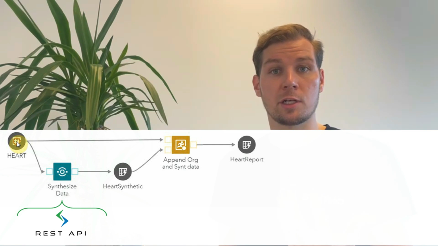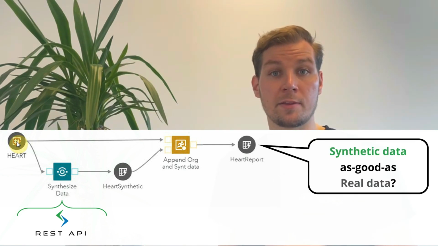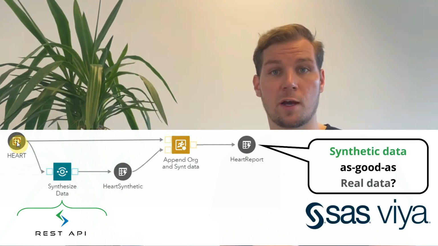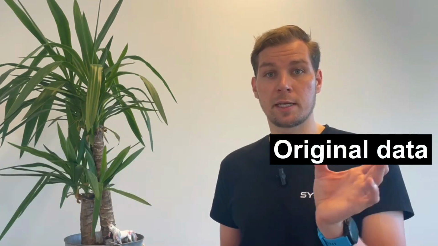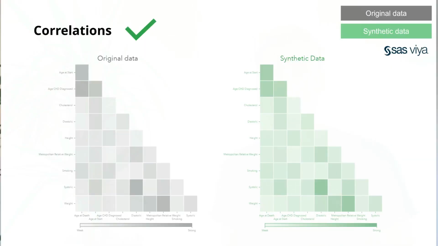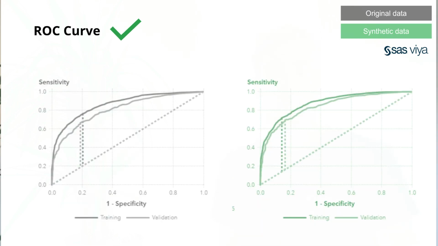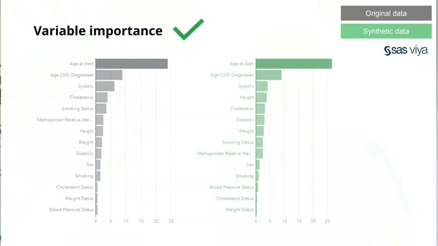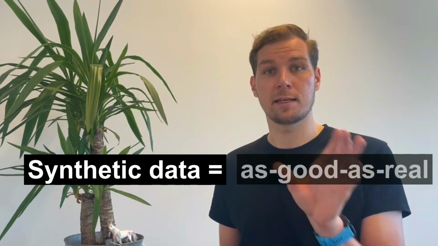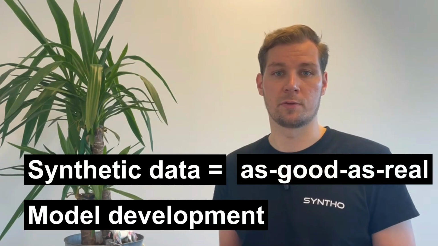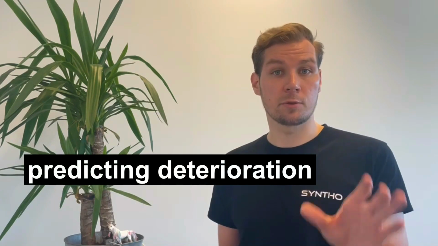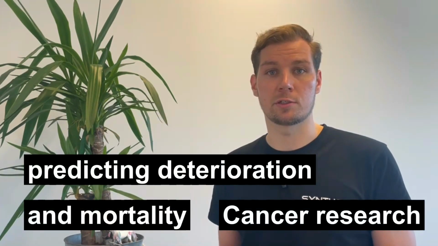And typically, the question is always, is the synthetic data as good as real? And therefore, we started with a validation by using SAS Viya. Here, we compared the original data with the synthetic data, and we see the correlations and the relationship between variables, and they are preserved. Also, the area under the curve, a measure for model performance, is preserved. And also the variable importance, the predictive power of variables for a model are preserved. And indeed, here we can conclude that the synthetic data is indeed as good as real and can be used for model development. Therefore, we can start predicting deterioration and mortality as part of this cancer research.